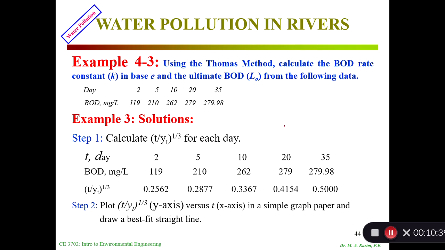So here is the example problem we would like to solve. I have a 2-day BOD of 119, 5 days 210, 10 days 262, 20 days 279, and 35 days 279.98. It's better to have more than 2 data points because more data can give us more accurate results. You guys know that. Then what I did, I calculated this one, which is basically 2 over 119 to the power 1/3. I got this. And similarly 5 over 210 to the power 1/3. I got this. And we calculated all of them, all 5 data points, 1, 2, 3, 4, 5.